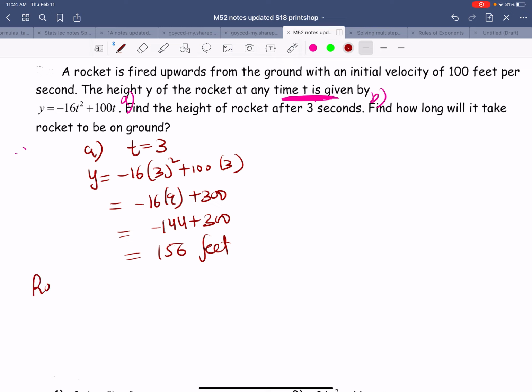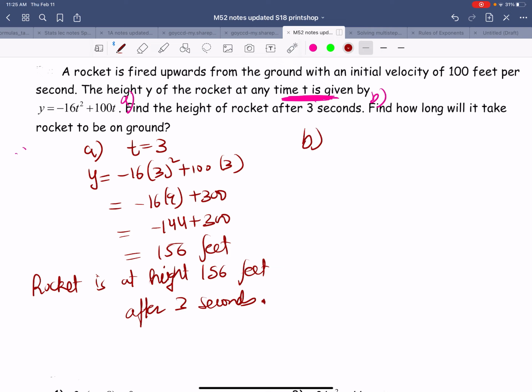So the rocket is at height 156 feet after 3 seconds. Okay, after 3 seconds, the rocket is at 156 feet height.